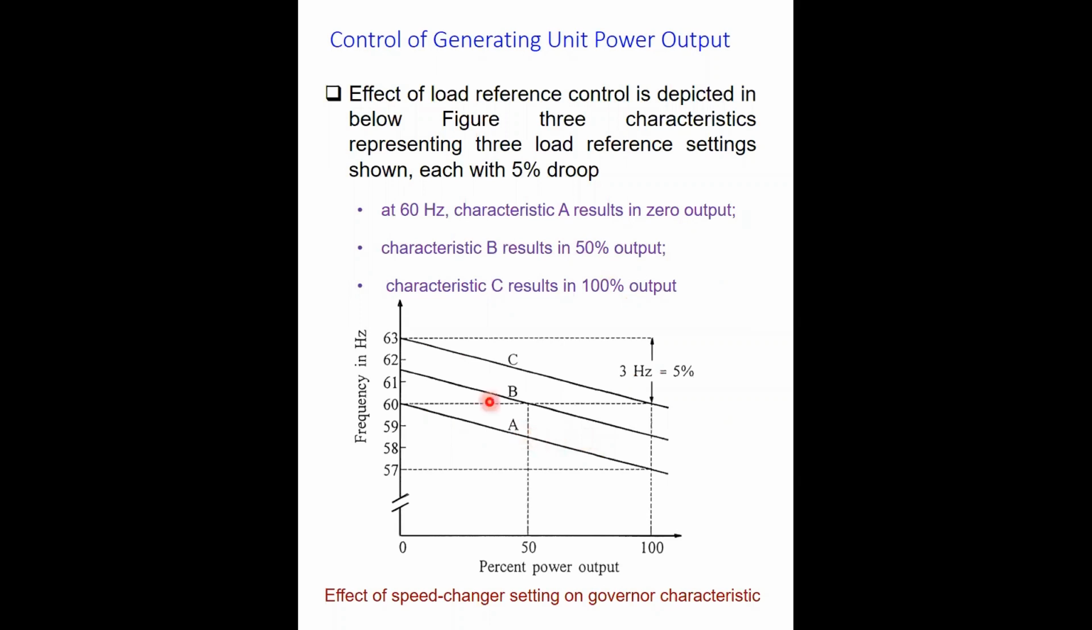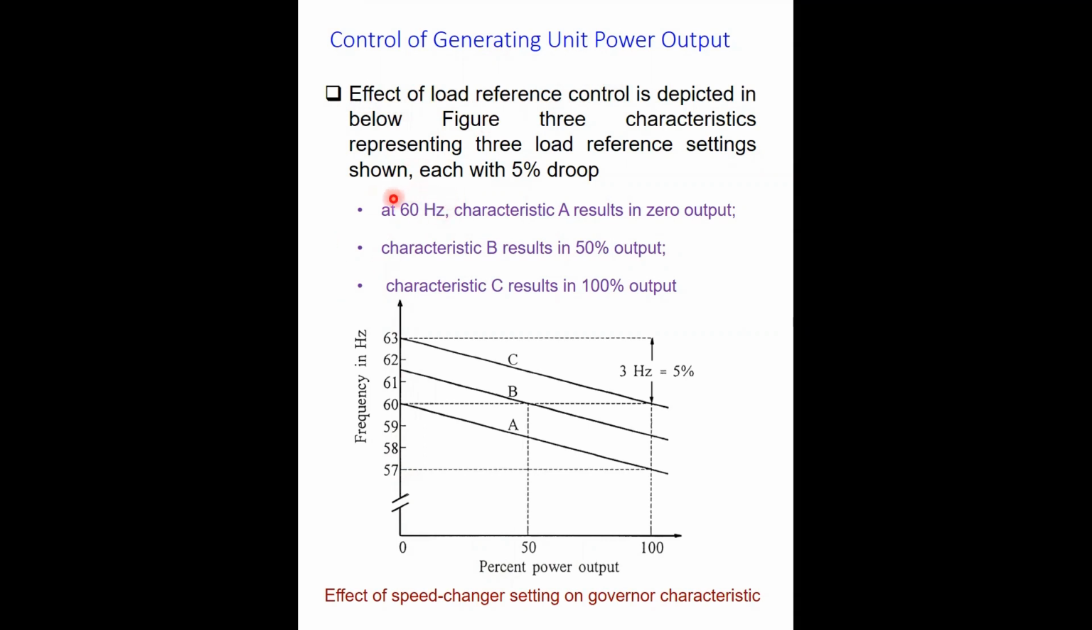So in fact, as you can see, here we have on this axis the frequency, and then the output power change in percentage. So as you can see, here on this axis we have the frequency, and on the x-axis it is the output power in percentage. And we want to understand how the load reference set point will influence the change in the characteristic here.